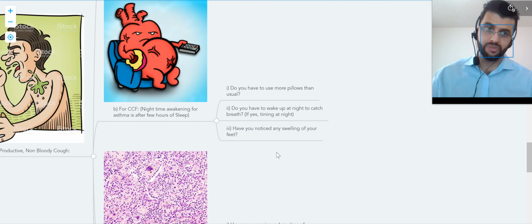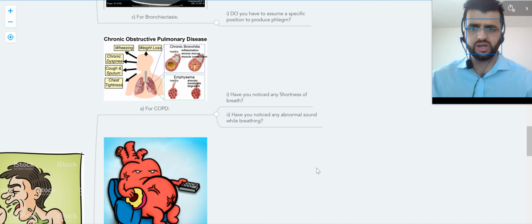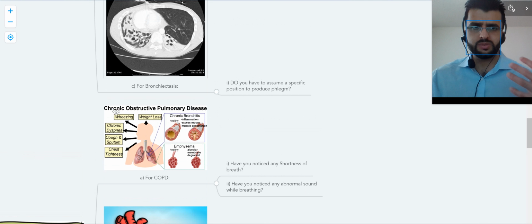And the last one, COPD, can cause productive cough. Do you have shortness of breath? And do you notice abnormal sound while breathing? You can ask about it or not. It's not that important. Wheezing. Mostly on physical exam you see wheezing. You hear wheezing.